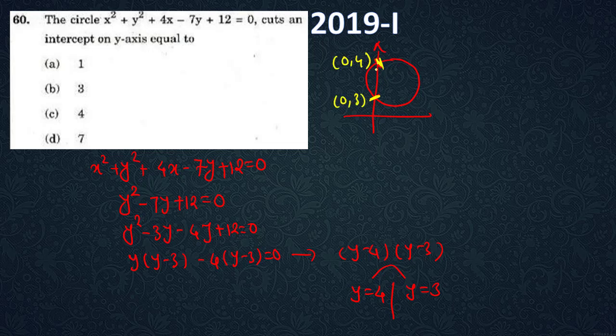So what is the length of this segment, or this intercept? See, you are moving from 3 to 4, so what will be the length of the intercept? It is 1. So what is your answer? Option A. See, we have used a very simple concept which you studied in 8th-9th standard. If it is the x-axis, then we substitute y equals 0. If it is the y-axis, then we substitute x equals 0.